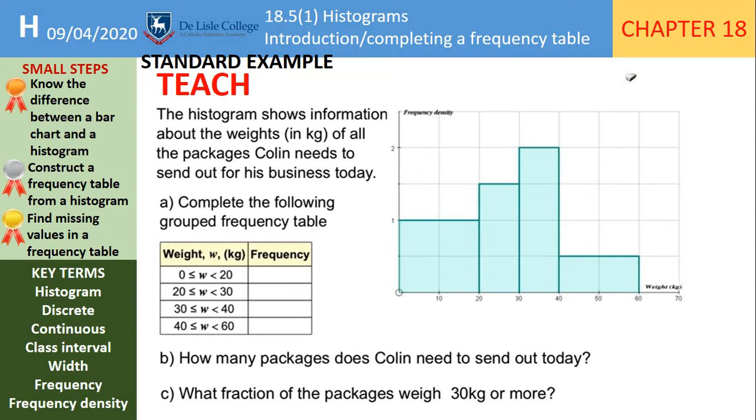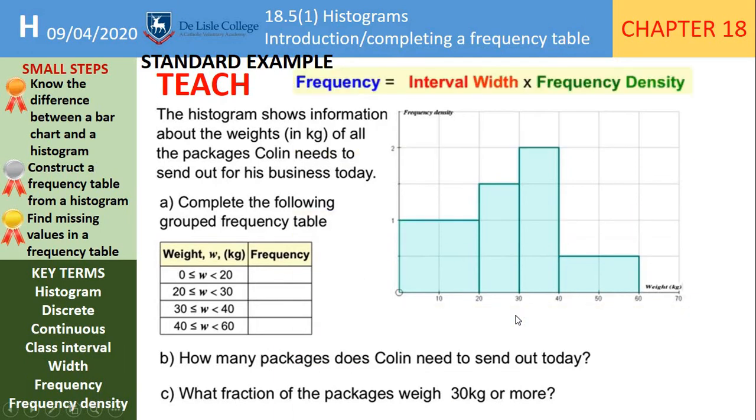So the histogram shows information about the weights in kilograms of all the packages Colin needs to send out for his business today. So weight is continuous, which is why a histogram is drawn to display the data. It asks us to complete the following grouped frequency table. So the bars are in groups, and it asks us to work out the frequencies. It also asks us how many packages Colin needs to send out today, and what fraction of the packages weigh 30 kilograms or more.